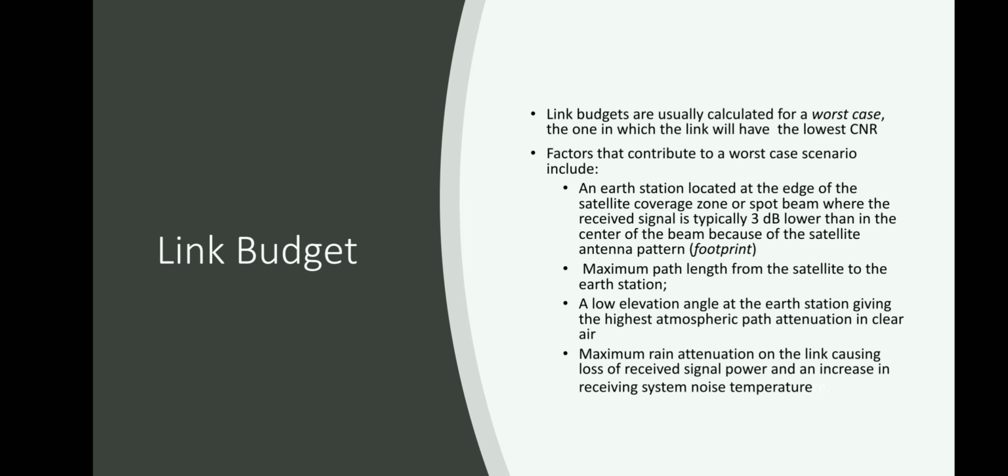Now the question comes: is the link budget to be calculated for the best case or the worst case? The answer is that we need to calculate the link budget in the worst case scenario, because only in the worst case scenario do we come up with the minimum CNR, which can sometimes lead to outages that we need to bother about. So in the link budget, we consider all the worst case scenarios.